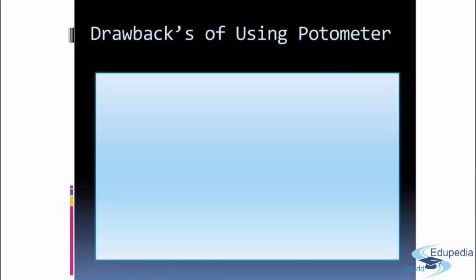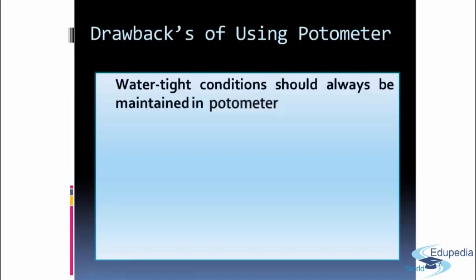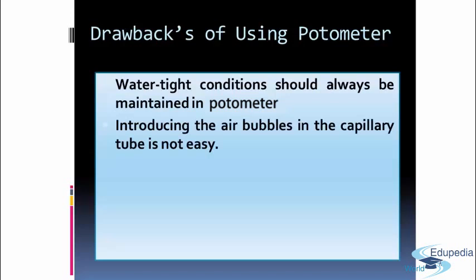Okay, first of all, watertight conditions should always be maintained in the potometer, and it is not possible to maintain the watertight conditions all the time. That is why this is one of the drawbacks. Next is, introducing the air bubble in the capillary tube is not easy.